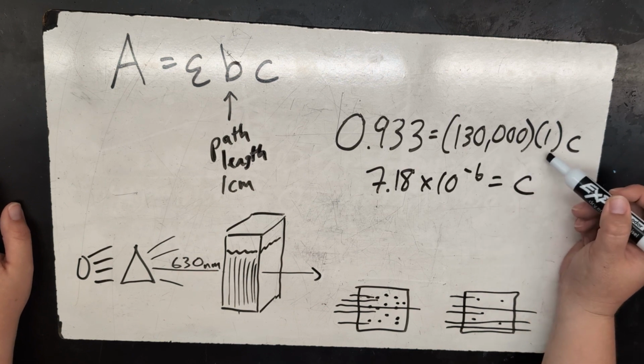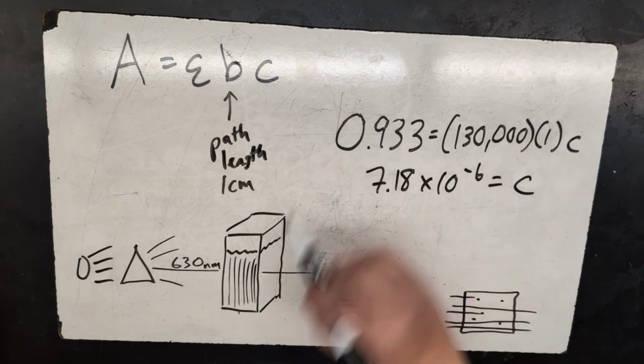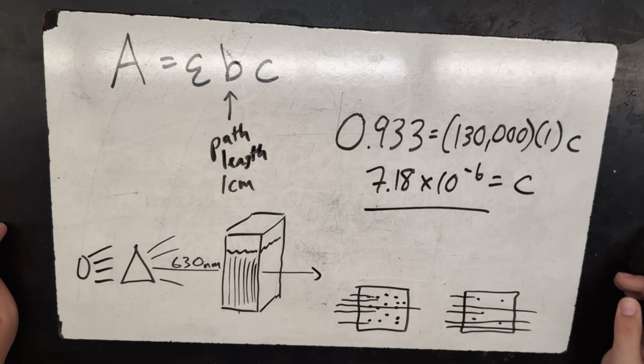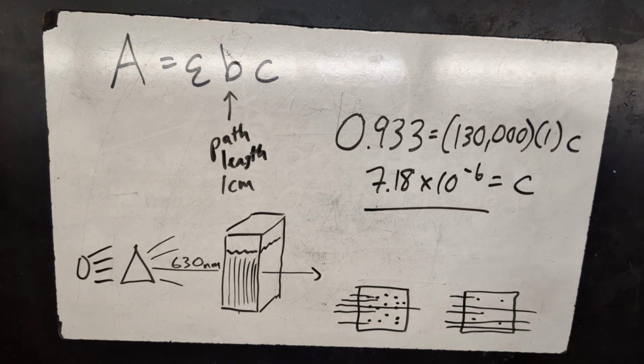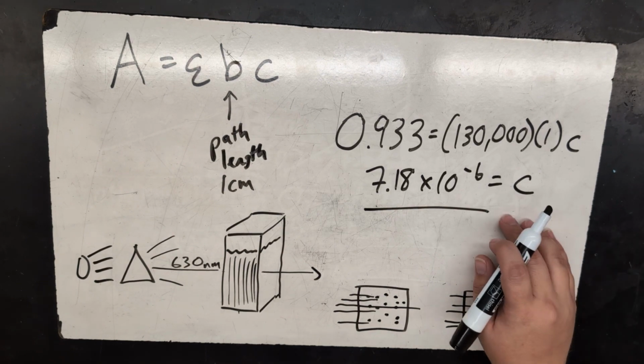Our path length is 1 centimeter, and you need to solve for concentration. I like to do this ahead of time, and I just tell the students that I made a 7.18 times 10 to the negative 6 molar stock solution. I don't tell them what goes behind making the stock solution. And then from there, we can do our dilutions.